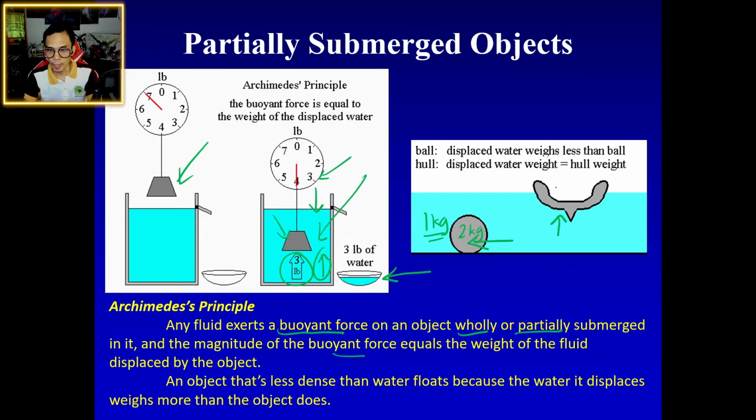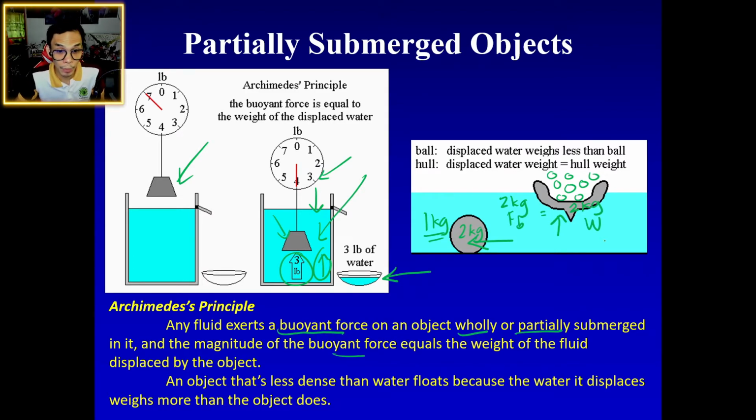So meaning to say, because of the air pockets located inside the ship, the displaced water, if the ship is 2 kilograms, the displaced water is also 2 kilograms. Therefore, it equalizes and balances out the ship. It doesn't sink. Therefore, it will float above the water, since the buoyant force is equal to the weight of the object.